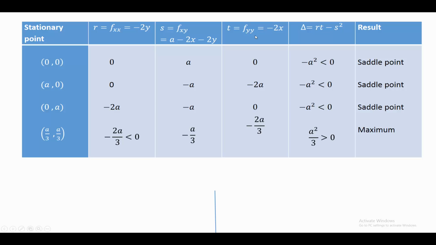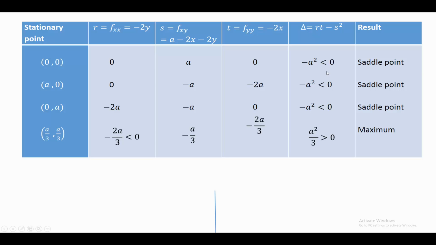Now t means f double y. We know f double y is minus 2x. At (0, 0), x is 0, so this is 0. At point (a, 0), x is a, so this is minus 2a. At point (0, a), x is 0, so this is 0. At point (a by 3, a by 3), x is a by 3, so minus 2a by 3. Therefore delta equal to, we know the formula delta equal to rt minus s square. We know r, t and s. So rt is 0 into 0 is 0, minus a square. So minus a square, this value is negative.